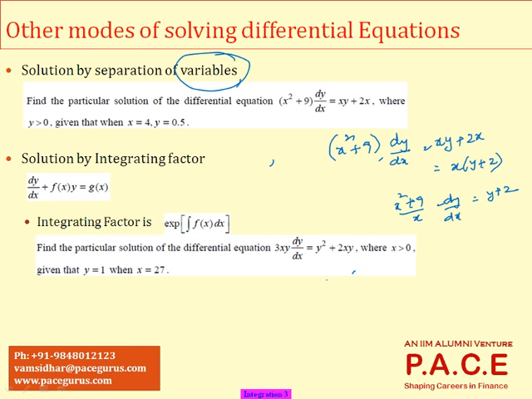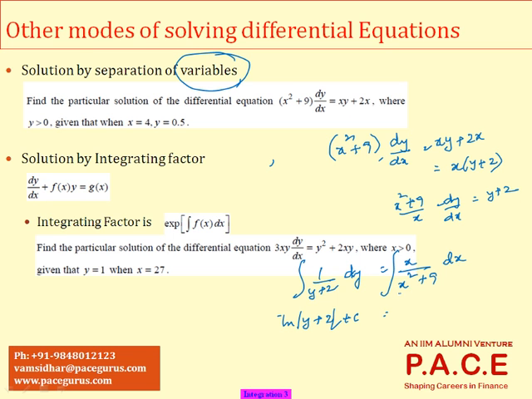Now I will take all dy's to one side, all dx's to one side. How do I do that? I'll make it as 1 by (y plus 2) dy is equal to x by (x squared plus 9) dx. I can do the integration on both the sides. Applying integration on both the sides, this becomes log (y plus 2) plus some c is equal to, what is the integration of this?